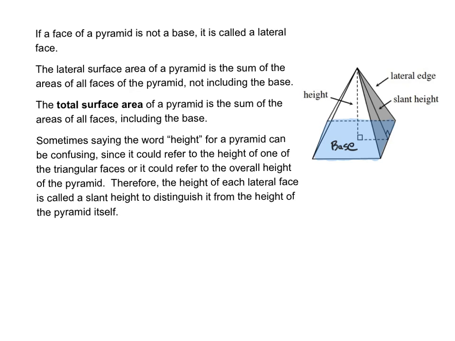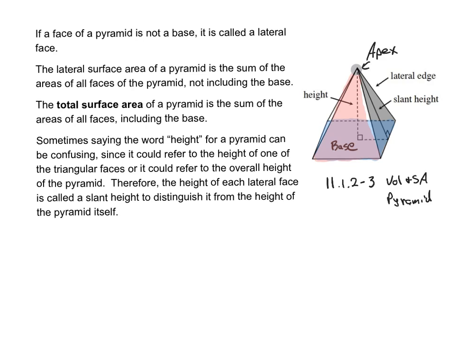The other part that makes up a pyramid are called the lateral faces. The lateral faces are just going to be everything that makes up the pyramid that's not the base. In a pyramid, the lateral faces are always going to be triangles, and they always meet at one point, and that one point is called the apex.